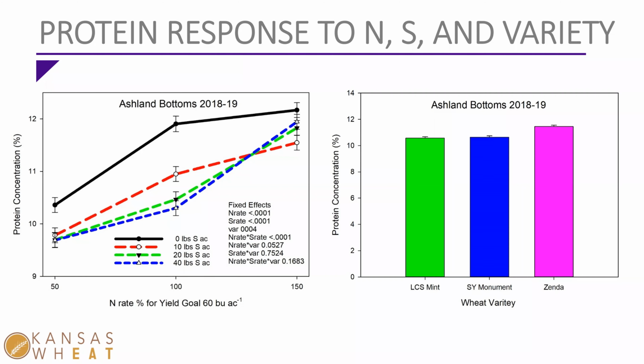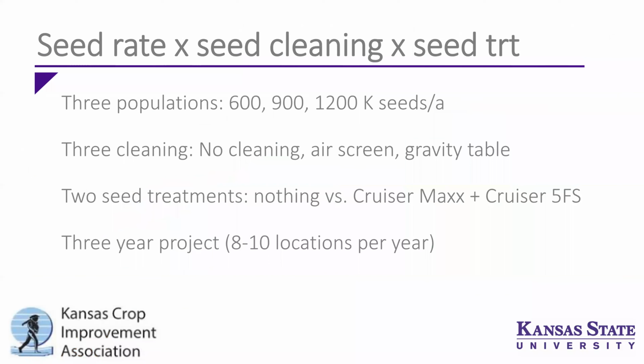Switching gears here a little bit, we have a different trial where we're looking at an old question again, but trying to quantify the probability of break even. How often are we going to break even in our investment? And we're looking at this trial at the interaction of seeding rate, seed cleaning, and seed treatment.